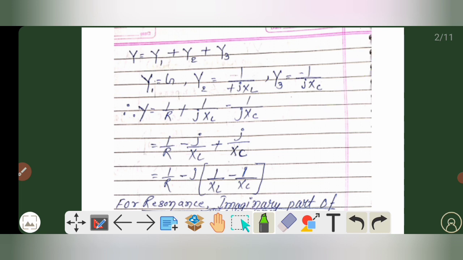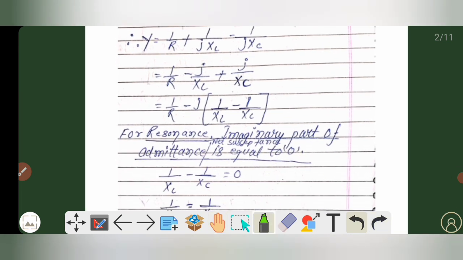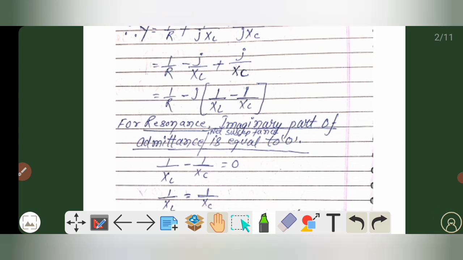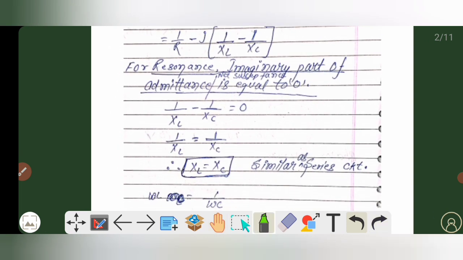If we put all these values in this equation, we get 1 by R plus 1 by jXL minus 1 by jXC. Taking j common, our equation will be equal to 1 by R minus j into (1 by XL minus 1 by XC). For resonance, we know that the imaginary part, or the net susceptance or admittance, should be equal to 0. So this is our net admittance or susceptance, and here we will equate this to 0.